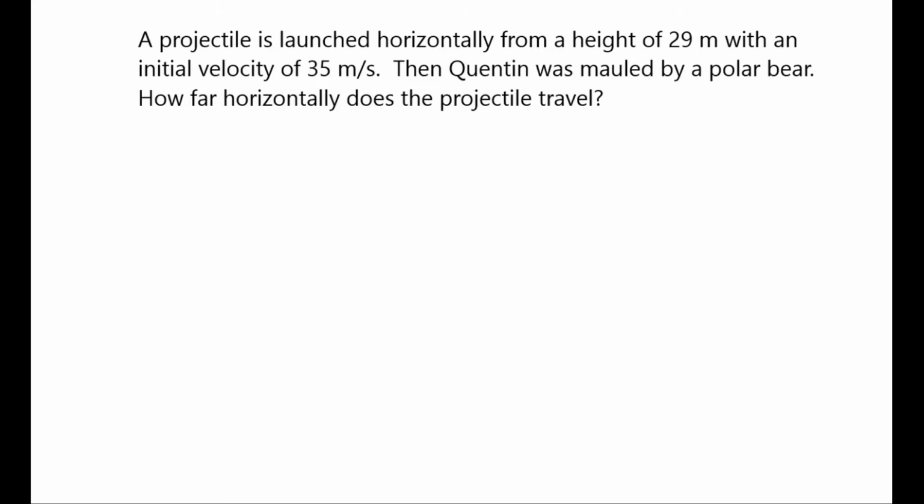So this is kind of one of the problems that you're going to need to be able to do. I promise this is going to keep coming up over and over again. You're going to have to know how to do that too. But this is like one that appears a lot. So a projectile is launched horizontally from a height of 29 meters with initial velocity of 35 meters per second.